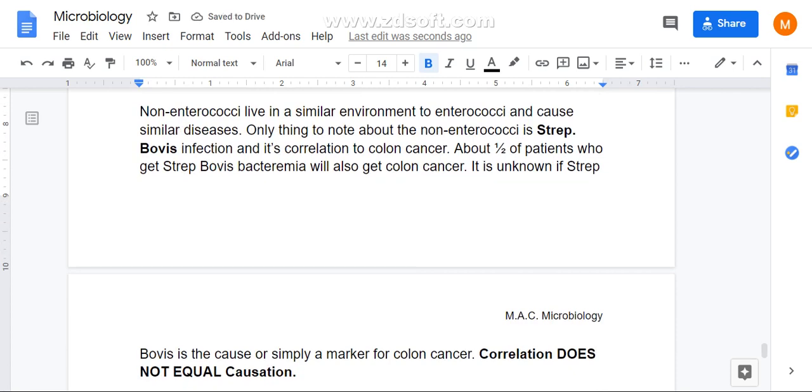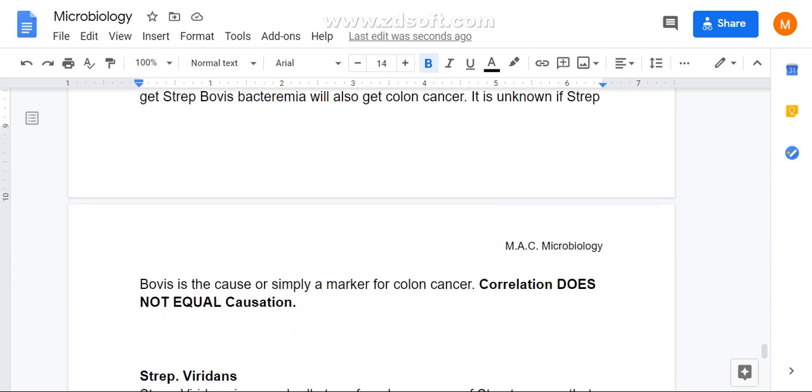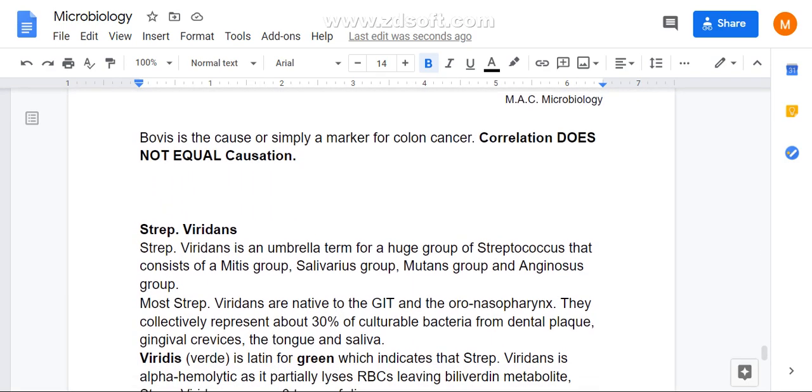So Strep bovis has a correlation to colon cancer. About half of patients who get Strep bovis bacteremia will also get colon cancer in their lifetime, so it's something very important to note. It is unknown if Strep bovis is the cause of the colon cancer; it is just a marker for colon cancer. As we know, correlation does not equal causation. It's just a very strong correlation that's been seen over and over again. So it's like a red flag, right? So that's that for the enterococci.